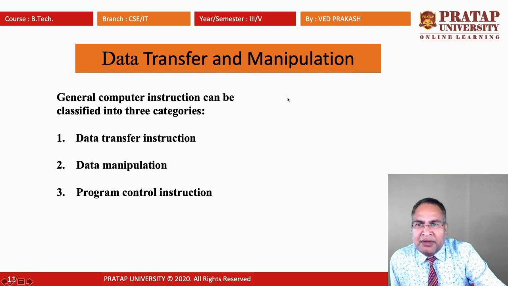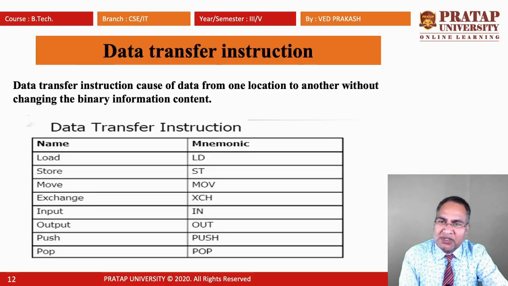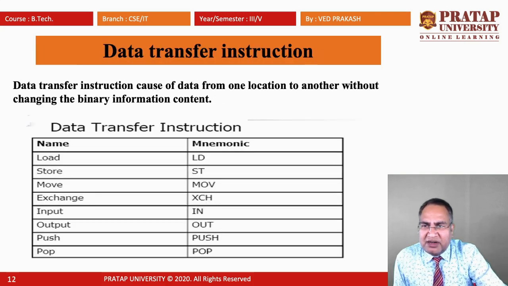Basically, there are three types of instructions, or in other words, we can say that generally computer instructions can be classified into three categories. First one, data transfer instruction. Second, data manipulation instruction, and third is data control instruction. So, what is a data transfer instruction? Data transfer instructions move data from one location to another location without changing the binary information content.